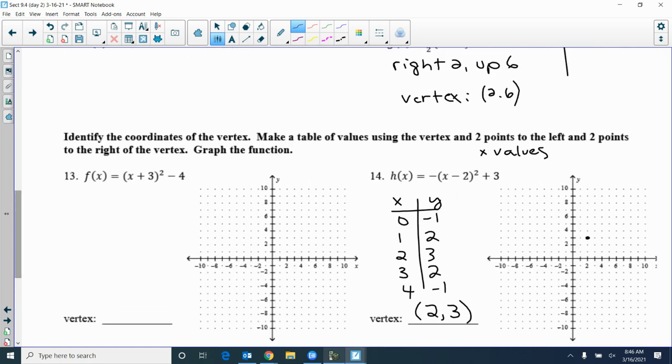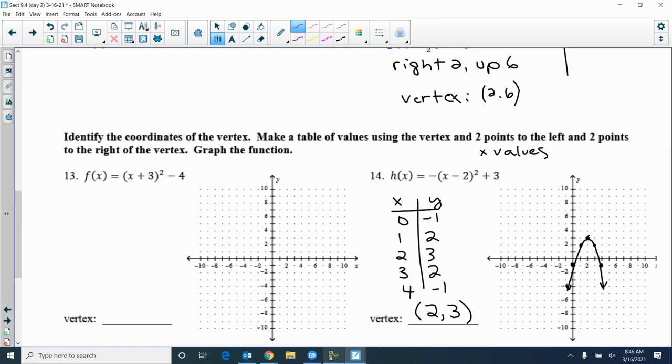All right, so now I got 0, negative 1. I got 1, 2, 2, 3, which we already had. 3, 2, 4, negative 1. Connect it with a smooth curve. We want the vertex in the middle. We want the 2 points left and right so I get a good picture of it.